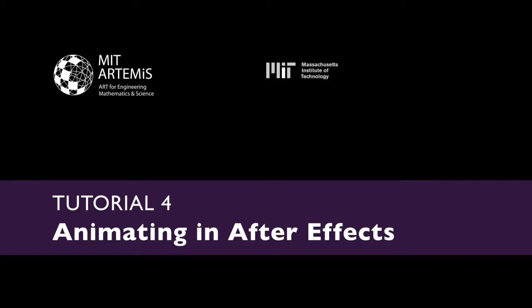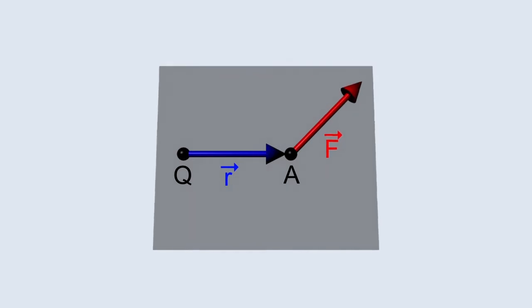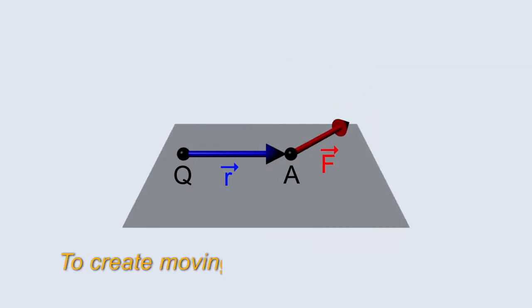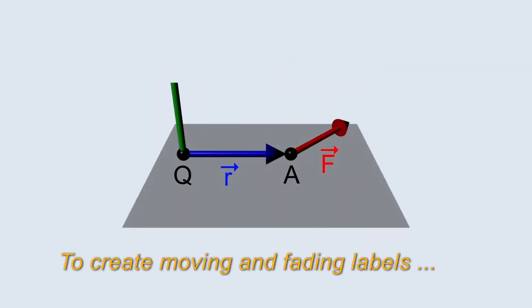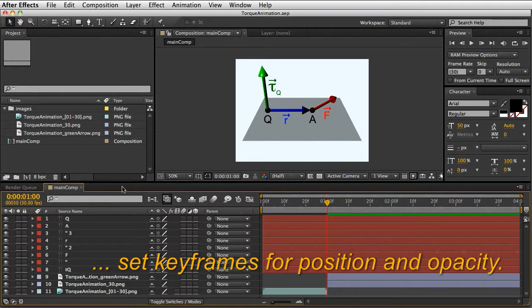In this tutorial, you will learn how to animate graphics in After Effects and how to render the final composite animation into a movie. In the torque video clip, the force labels move over time. After that, the torque label fades into view. We shall create these effects by animating position and opacity with keyframes.